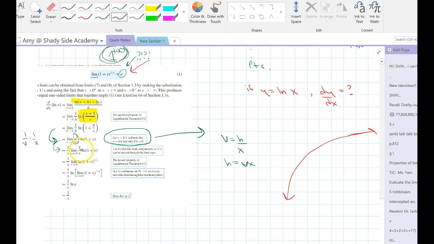And then, look at this, another property of log. 1 over v times the natural log of 1 plus v takes this property of log again. v approaches 0. And as v approaches 0, what does 1 plus v to the 1 over v approach?